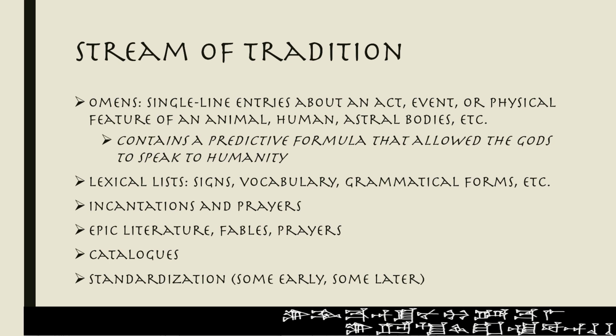Now, some of these texts became standardized very early. For example, lexical lists began to standardize much earlier. Some texts became more standardized later. So, for example, the laments. Laments had some standardized forms early in the second millennium, but became much more standardized in the first millennium.